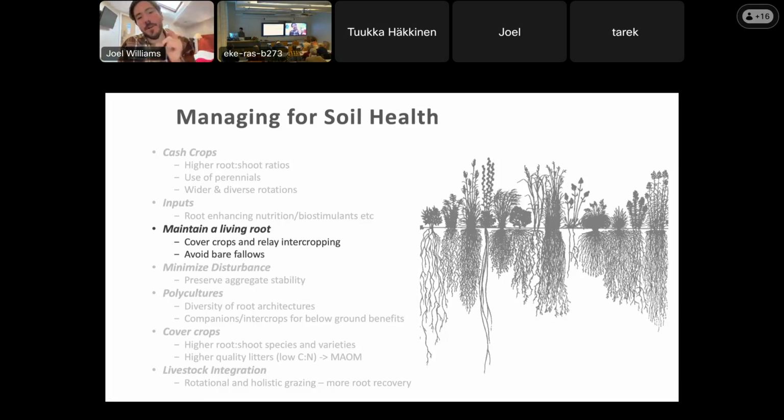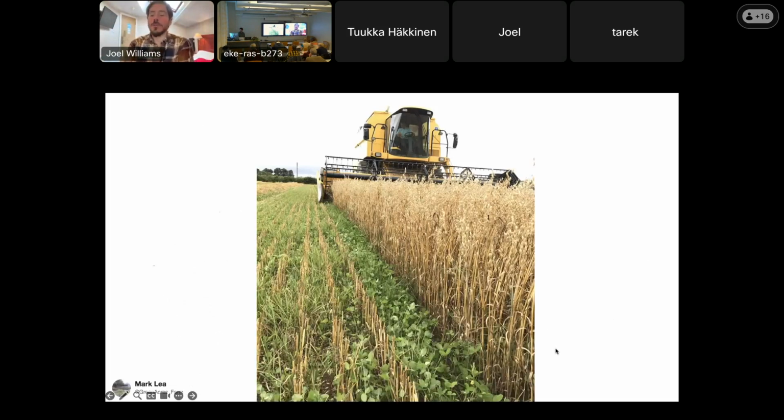So, okay, this point about maintaining a living root, I know this is going to be a real challenge for you in your northern climate. And that's where I think the companions are really important. If you can have an understory companion like this one, so that after harvest you've already got that soil cover. I know it's going to be a challenge for you to drill a cover crop after harvest. It's just generally not going to be so practical.